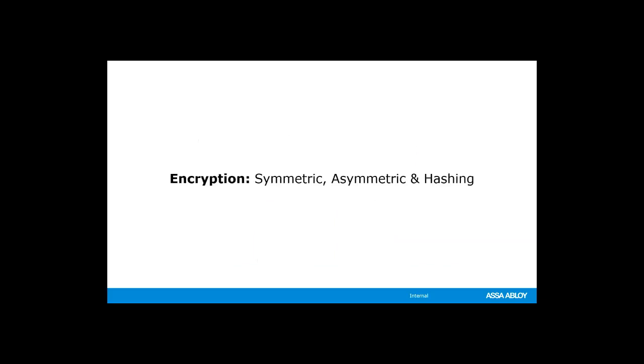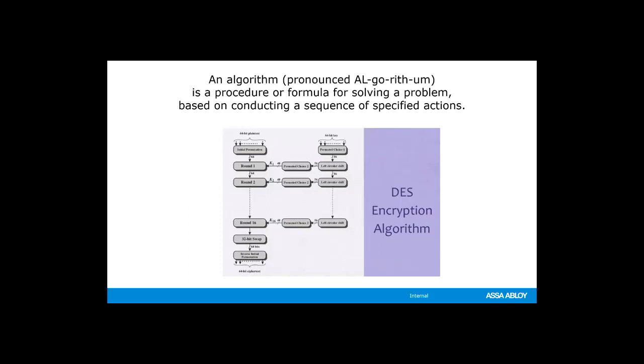The next subject we're going to touch on quickly is encryption, and I thought you might find this interesting. We just discussed encryption as a major advantage of 13.56 over 125 kilohertz, which is not encrypted. Now we're going to take a look at what encryption is. An algorithm is a formula to solve a problem based on conducting a sequence of specified actions. The algorithm is what is used to encrypt the information.